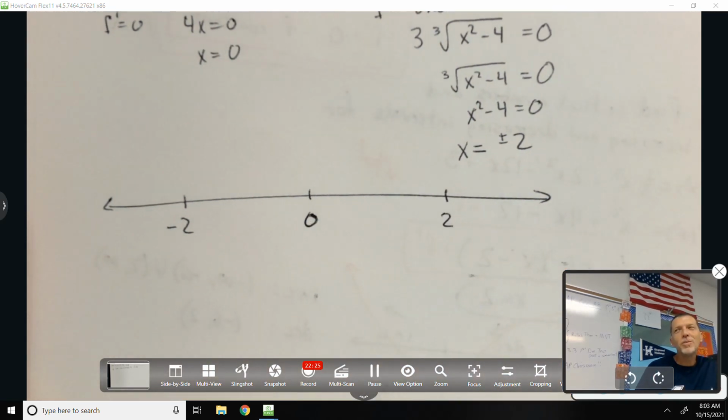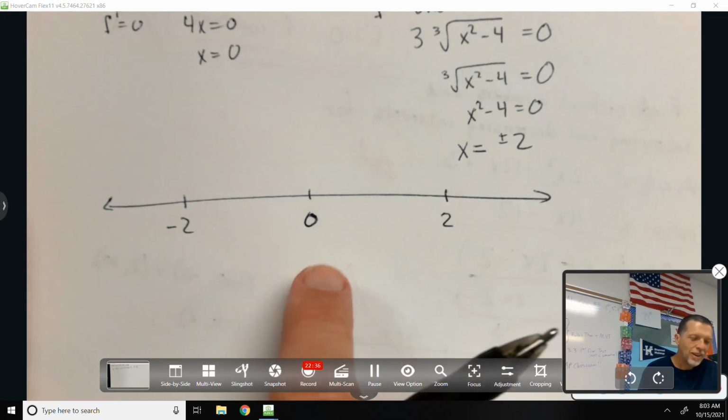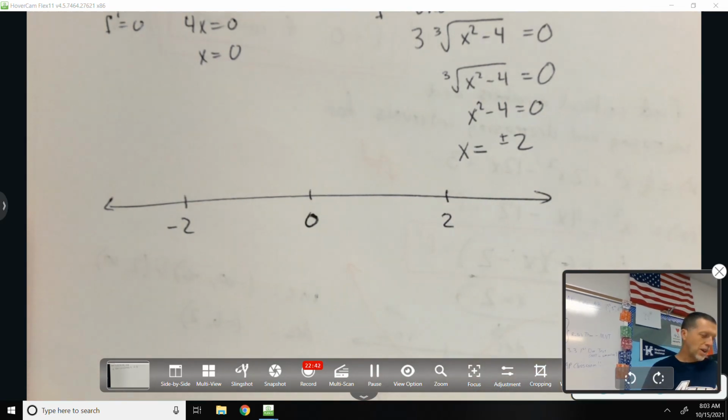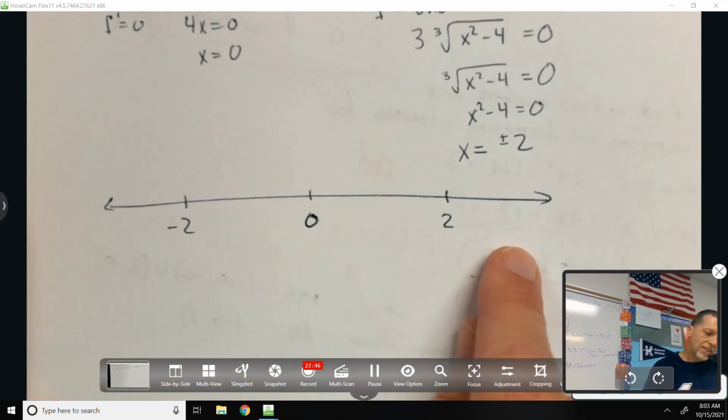Please make sure you put your critical points on the number line in order. Right? It's a horrible mistake to get back and realize that you wrote a number line where 0 is greater than 2 or something like that. It's frustrating for me, frustrating for you. All right, so that sets up our intervals.